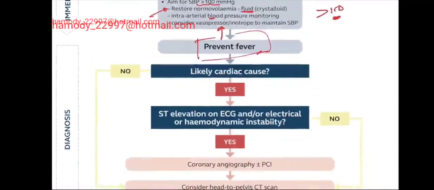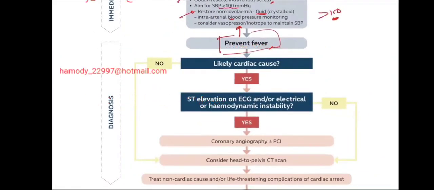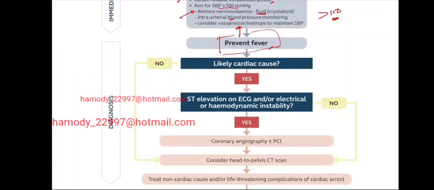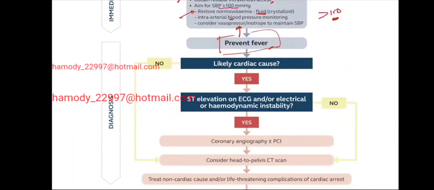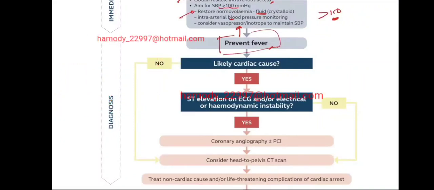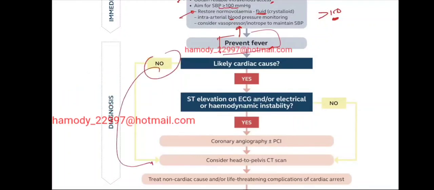Then you will ask yourself, do you think a cardiac cause is likely? For example, the chest pain he has presented with or the breathlessness he had, most likely because of pulmonary edema, is a cardiac cause. Or, no, it is unlikely to be a cardiac cause: this was a trauma, or this was a complication of sepsis. We are not thinking of a cardiac cause, then we directly go to this.